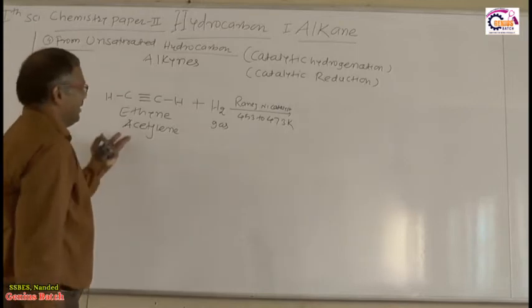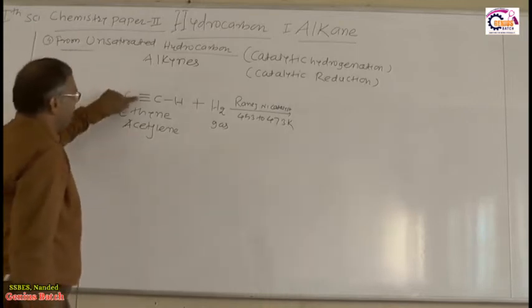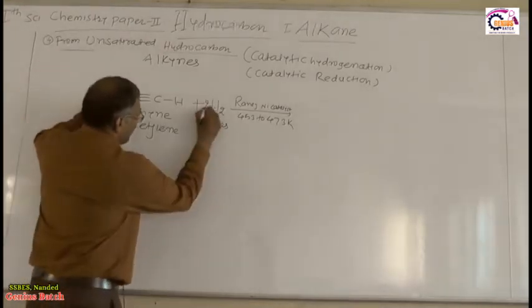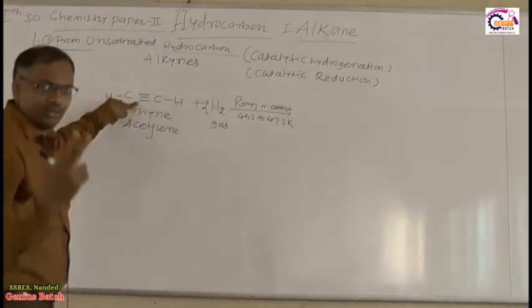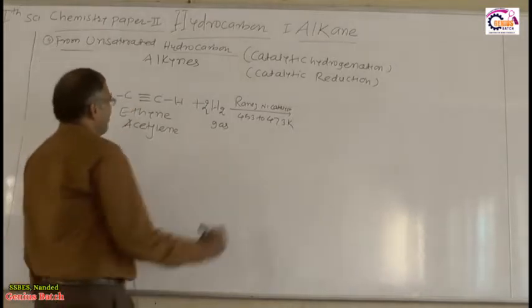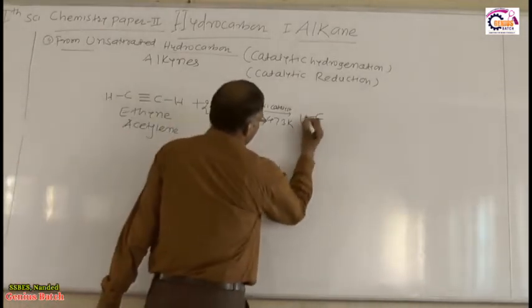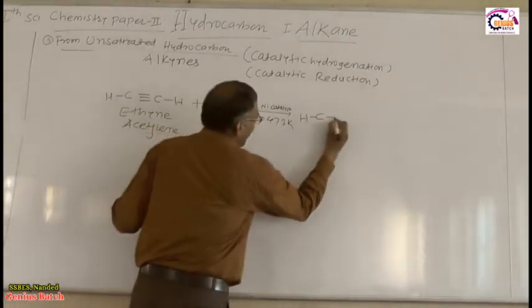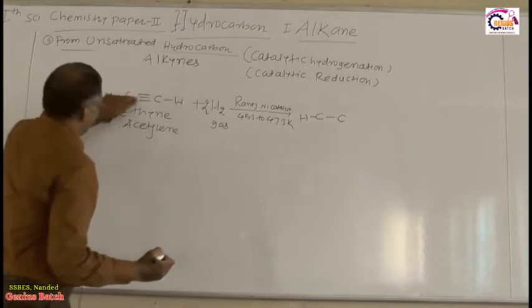As you know, one double bond requires one hydrogen molecule. Here how many double bonds are there? Two, so two hydrogen molecules will be required. So what is the product? This carbon and hydrogen are as they are. Consider this a single bond as it is. So there are two double bonds.